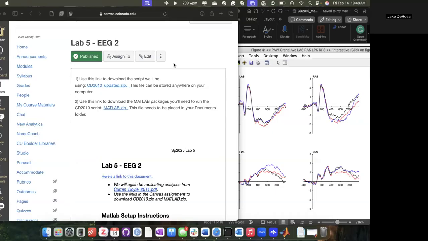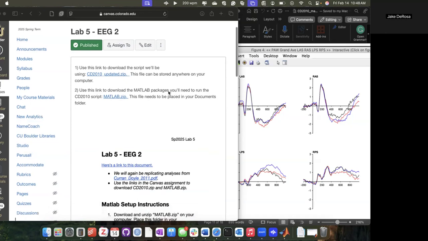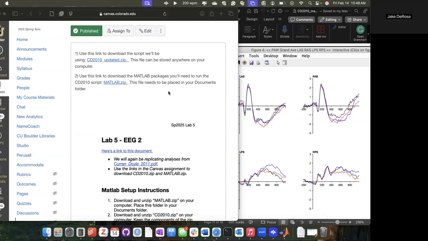But also, this Lab 5 EEG2 is actually a lot shorter. So I think this should probably take everyone about 45 minutes to an hour on average to complete, as there's only 5 or 6 questions. That's going to be the focus of this current lab.